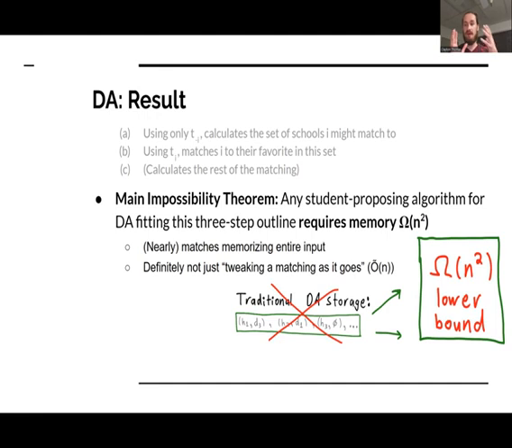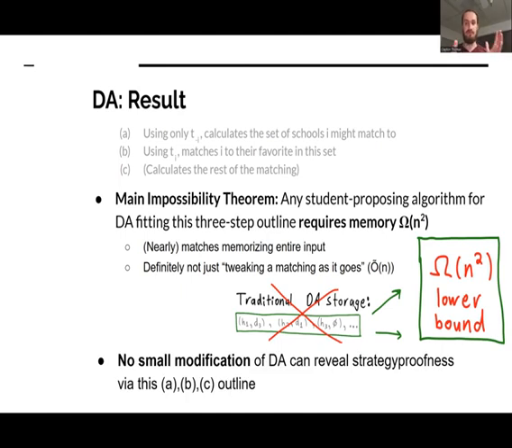And if you hand me some algorithm using that omega n² memory, I'm not sure exactly what it's doing with all of its memory, but it's definitely not just going to be tweaking a tentative matching as it goes. This is way far off from just the linear memory of traditional DA storage. It's doing something requiring a lot more bookkeeping or rote memorization.